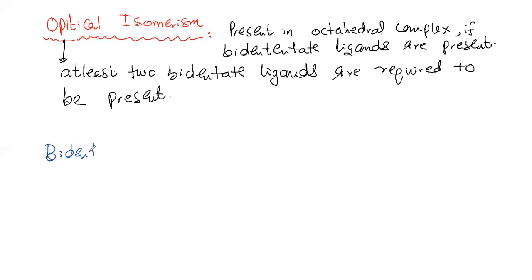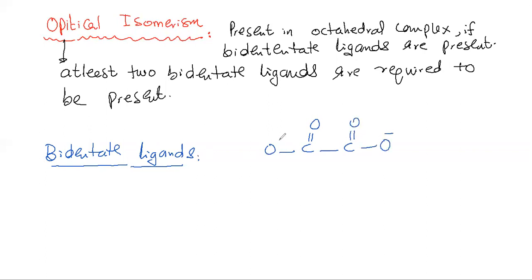Just for the sake of revision, what I discussed about bidentate ligands. You need to know these two ligands at least. One is ethane dioate. This oxygen has a lone pair, so a dative bond can be formed from this side. The other oxygen has a lone pair, so a dative bond can be formed from this side. So this very ion can make two dative bonds. That is why this is a bidentate ligand.